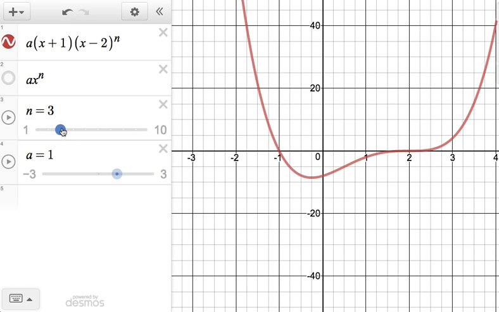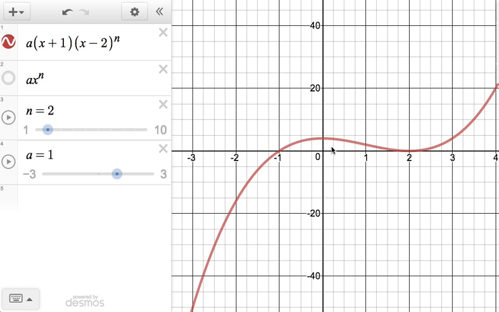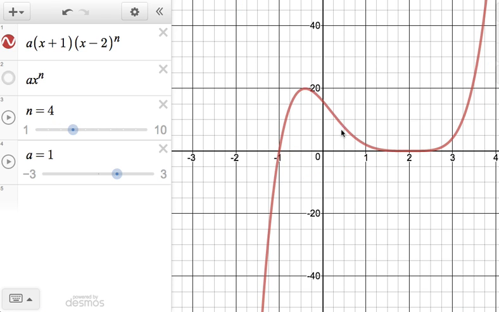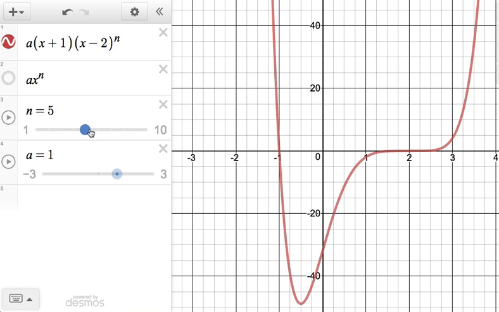So what if n was a 2? Well, do you see how this stays? But do you see how it bounces off now? See how it bounces off because it's even. So let's take it all the way to a 4th power. Well, it bounces off again. All right, what's the 5th power going to do? Well, it should go through with a twist. Oh, there it is, through with a twist.